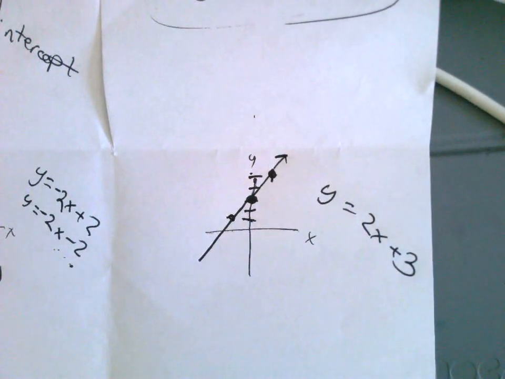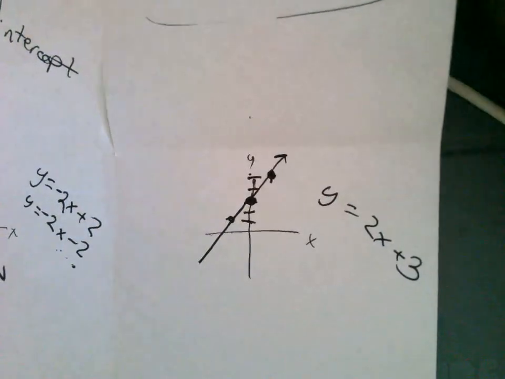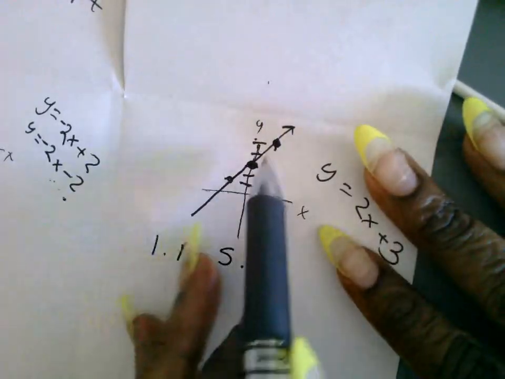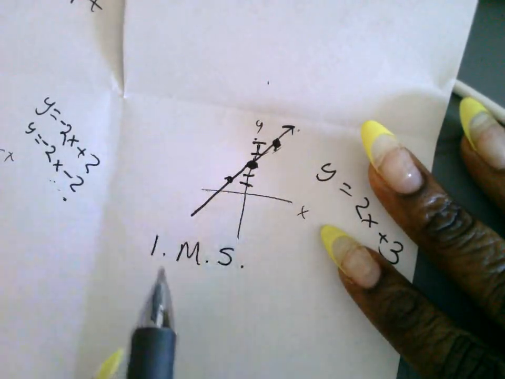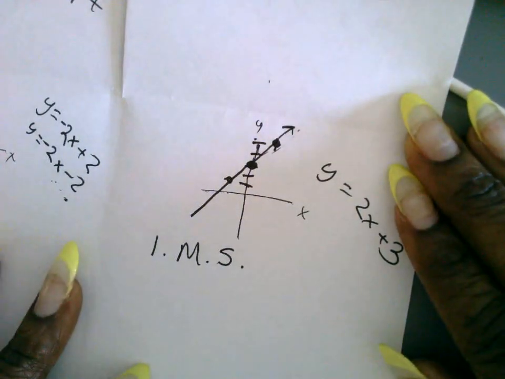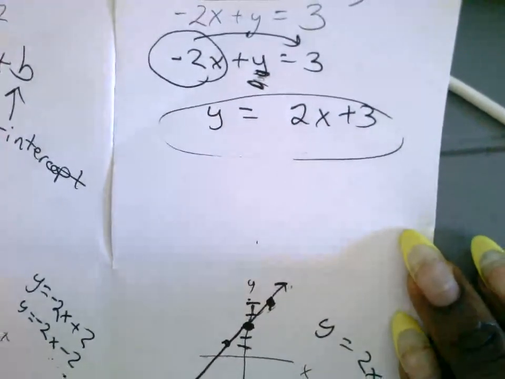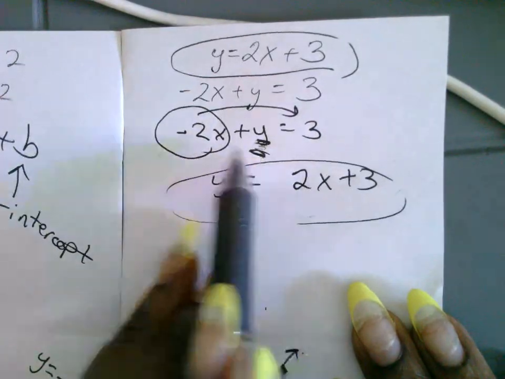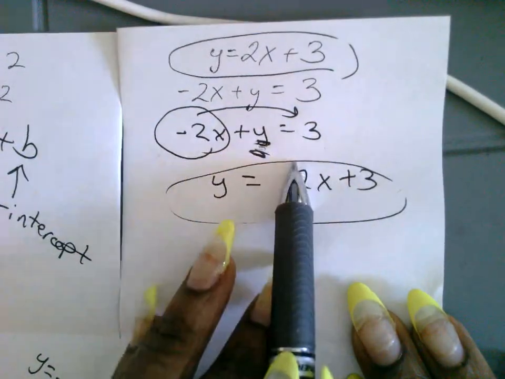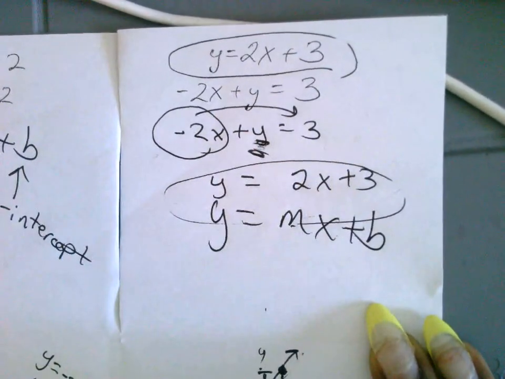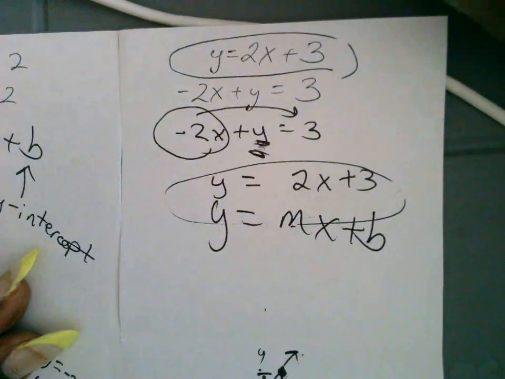All right, questions. This is the same line. This one has infinitely many solutions because any point on the line will work as a solution to that system. So we had negative 2x plus y equals 3. We solved for y by moving negative 2x to the other side. When you move it to the other side, it becomes the opposite. And now it is in slope-intercept form. All right, we're going to practice with this.